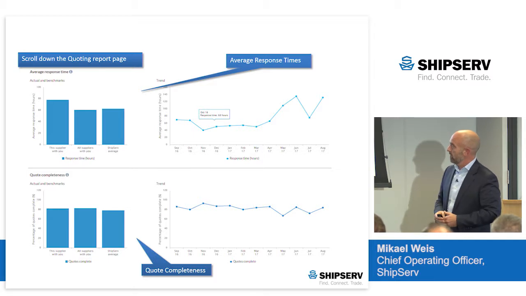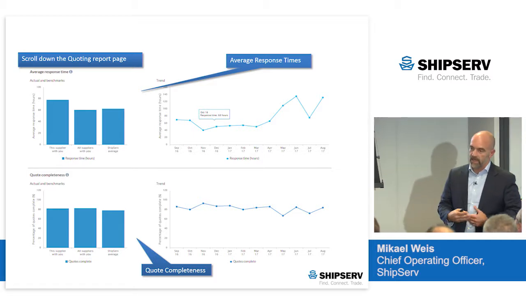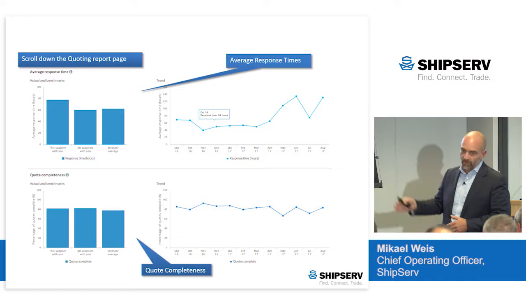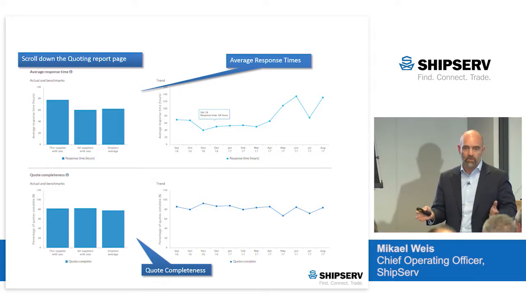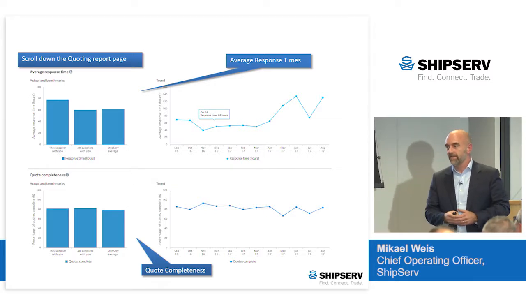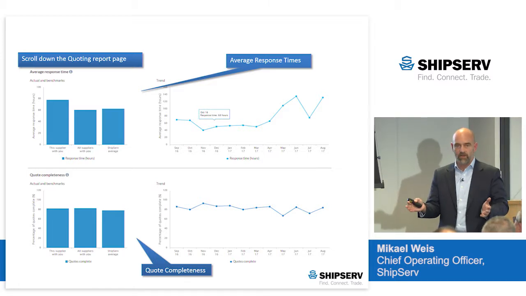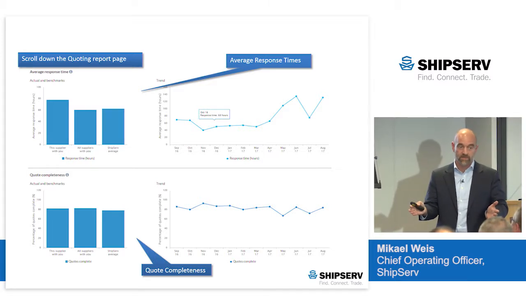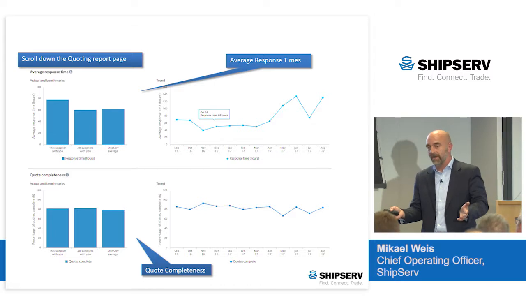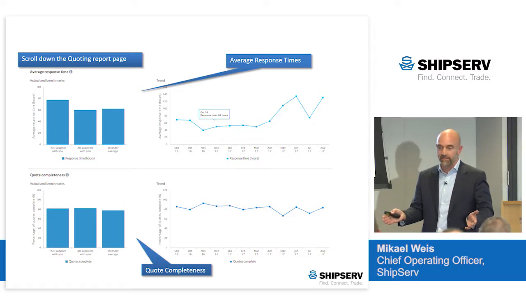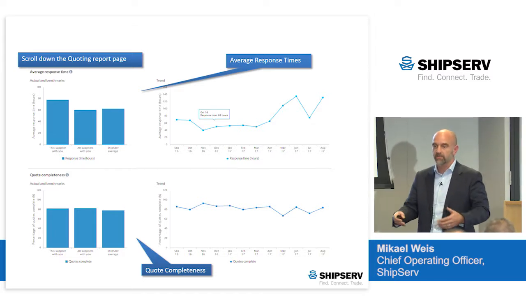Other KPIs provided along these lines are the average response time and the quote completeness. Quote completeness is an interesting thing. Why does a supplier only quote 8 out of 10 line items every time? Perhaps it's because the buyer always asks them something they don't sell. Right? This is something you need to discuss.